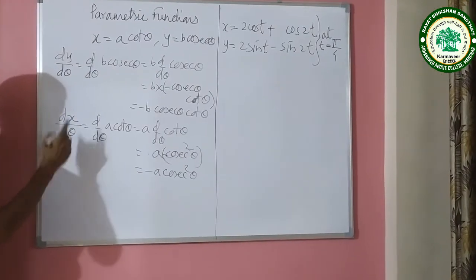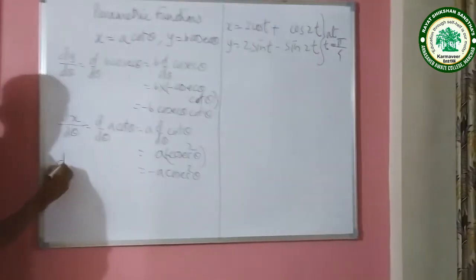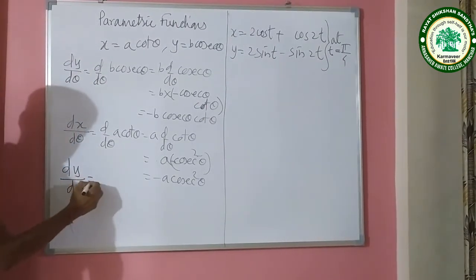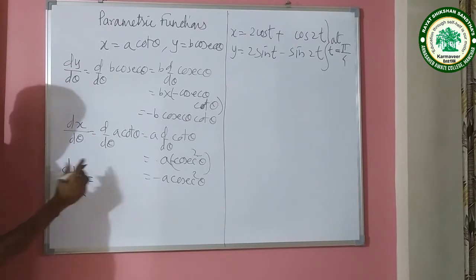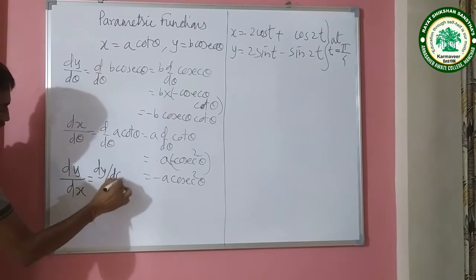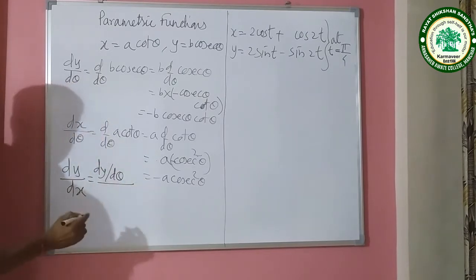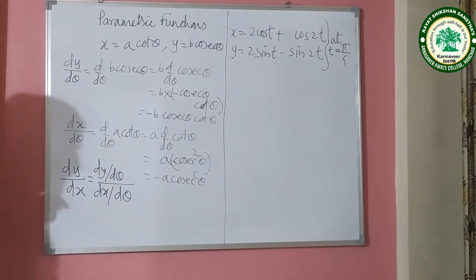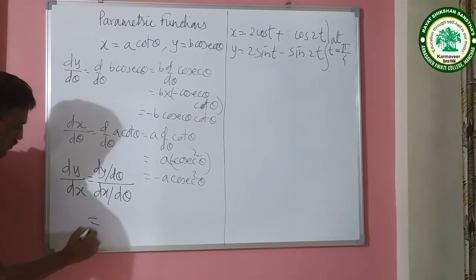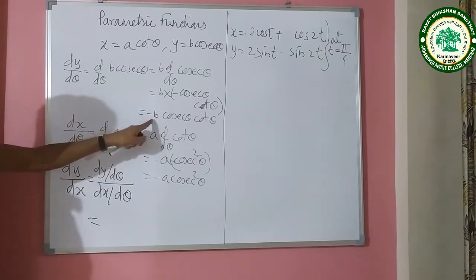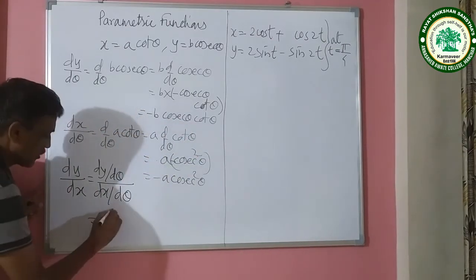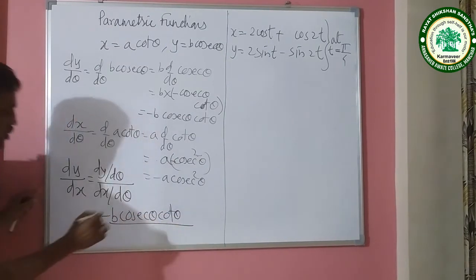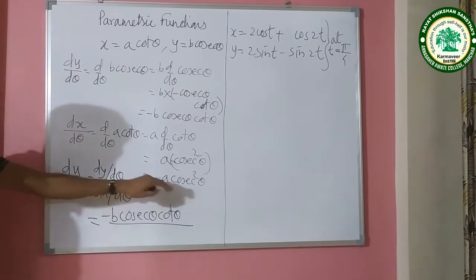Now, by derivative of parametric functions, we want to find derivative of y with respect to x. So it is given by, now y is a function of theta, so derivative of y with respect to theta, that we have found here, upon derivative of x with respect to theta. So this is the formula of finding derivative of parametric functions. So it is equal to, now what is dy by d theta? It is minus b cosec theta cot theta. Upon what is dx by d theta? It is minus a cosec square theta.